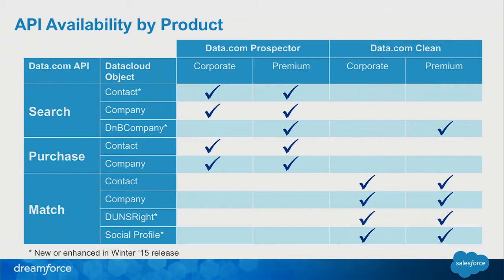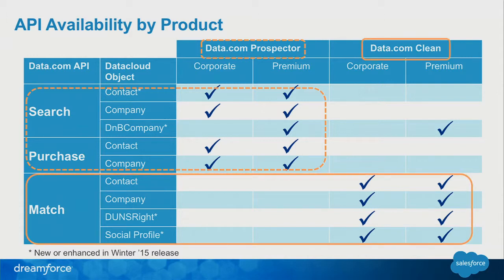Products that we have from Data.com, one is called Prospector, the other one is called Clean. This is a session for APIs, so let's talk about APIs. We have primarily 3 sets of APIs: search APIs, purchase APIs, and match APIs. If you're talking about Prospector, you already have a license for search API and purchase API. If you have Clean, then you have license for the match API. And we will go into the details of usage of these APIs as well.